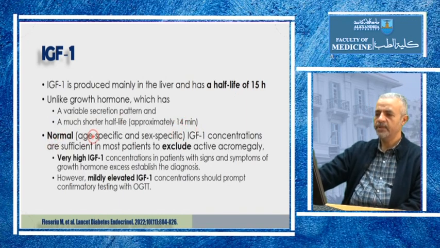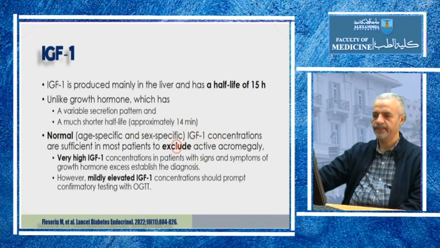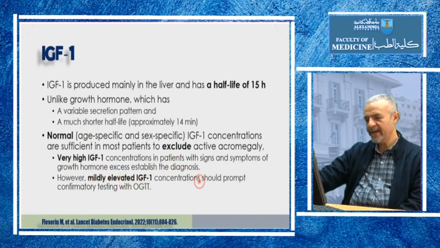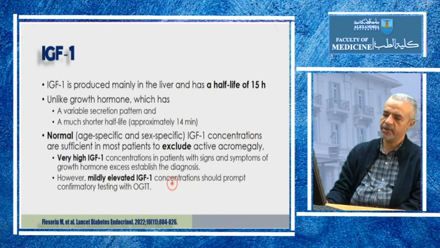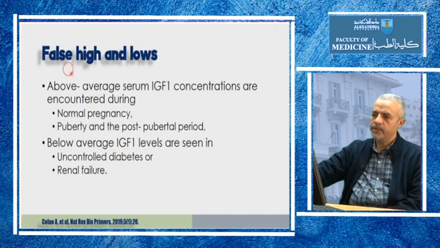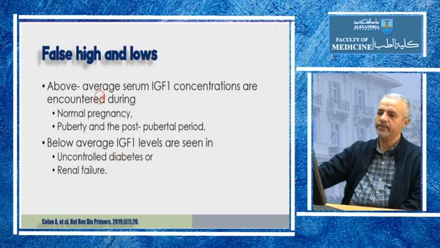Finding a normal age and sex-specific IGF-1 usually excludes active acromegaly. A very high IGF-1 associated with typical signs and symptoms of acromegaly usually indicates the presence of acromegaly. However, a mild elevation of IGF-1 you have to confirm with growth hormone suppression after oral glucose tolerance test. We have to remember that we have false highs and false lows for IGF-1. The false highs are associated with pregnancy and puberty, and the false lows are associated with uncontrolled diabetes and renal failure.